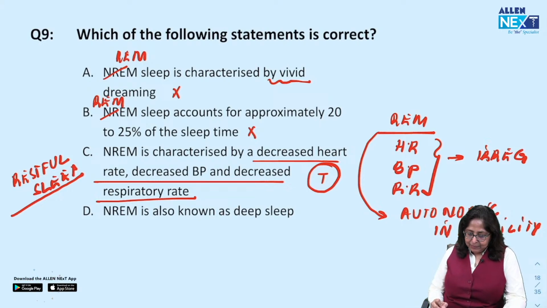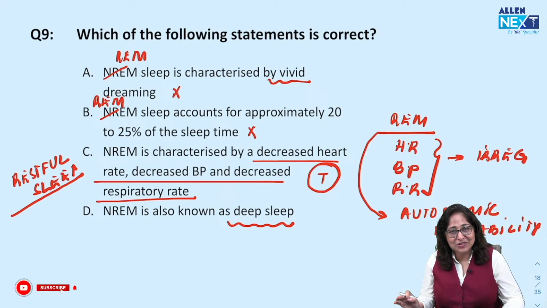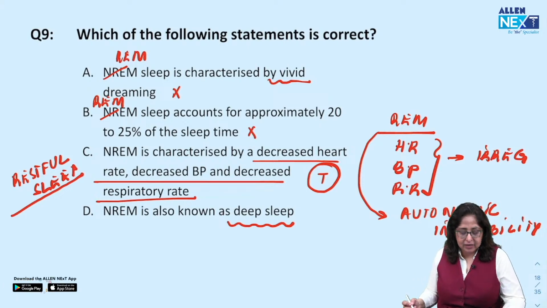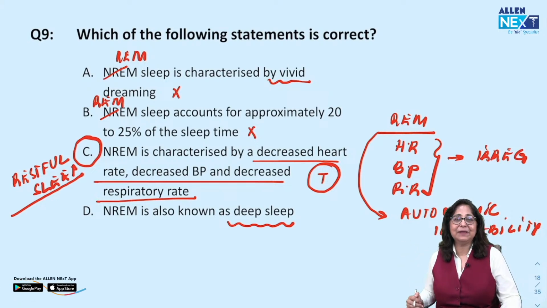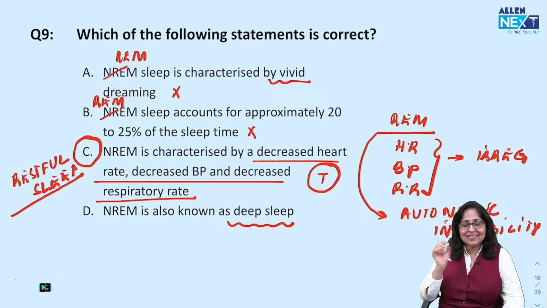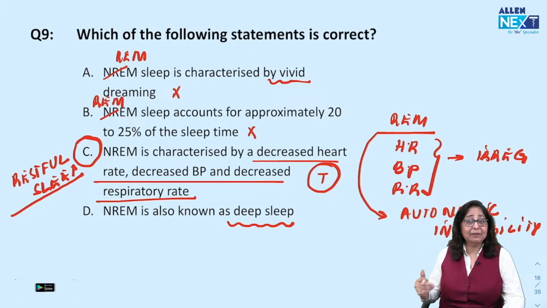Now, NREM sleep is also known as deep sleep. This is almost a true statement. Why I say almost true is, if I have to choose between C and D, which is more correct for NREM sleep, I will go for C. Why not D? Remember, NREM stages 3 and 4 are typically described as deep sleep, right? So it's like when you have to make a choice, options C and D are both correct for NREM sleep, but with a little more detail, it is stages 3 and 4.